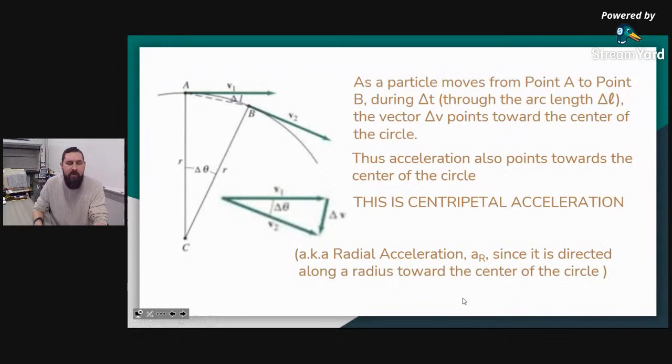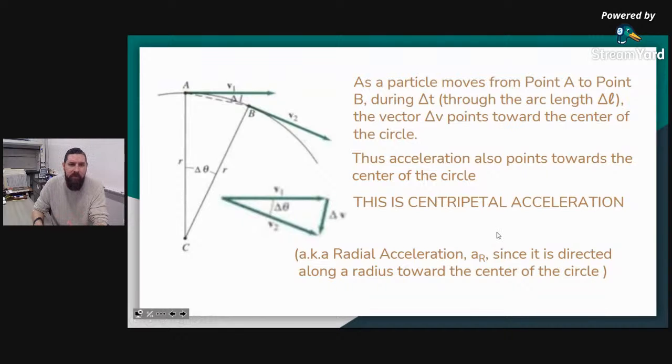We can also hear this referred to as radial acceleration, symbolized as a sub r, since it's directed along the radius towards the center of the circle. So radial acceleration, acceleration along the radius, or centripetal acceleration. And when it is referred to as centripetal acceleration, we typically symbolize it as a sub c.